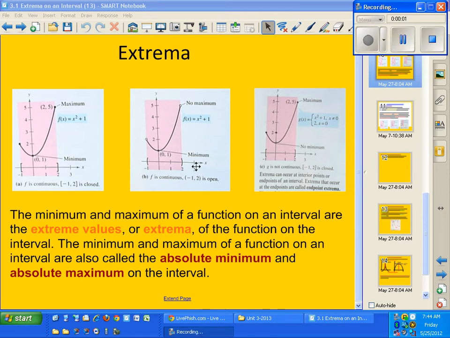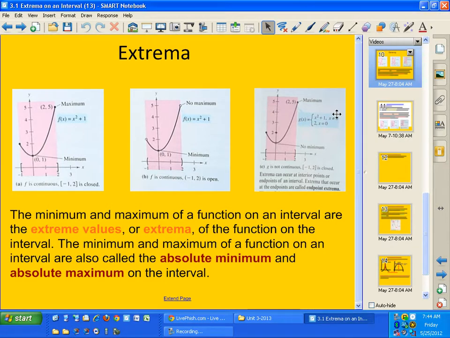Hello and welcome to section 3.1, Extrema on an interval. In this section we are basically going to talk about the extremes of a graph. The plural of extreme is extrema. Basically what we're talking about is either maximums or minimums.